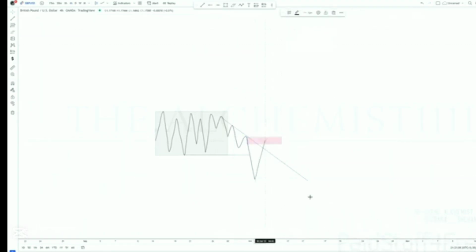Everyone's expecting this to happen. But when London opens here, what happens? It reverses. So what we do is we look for a higher time frame point of interest below Asia where London could get into.